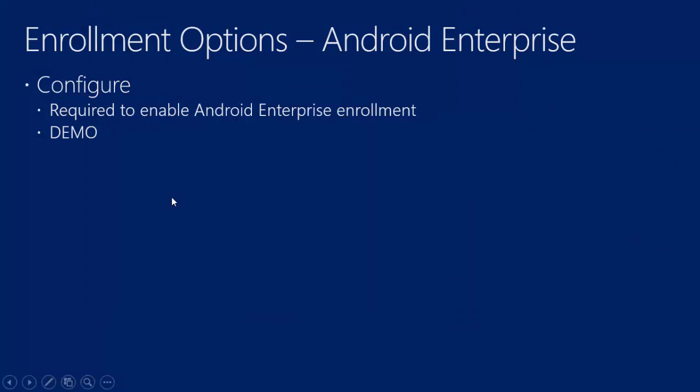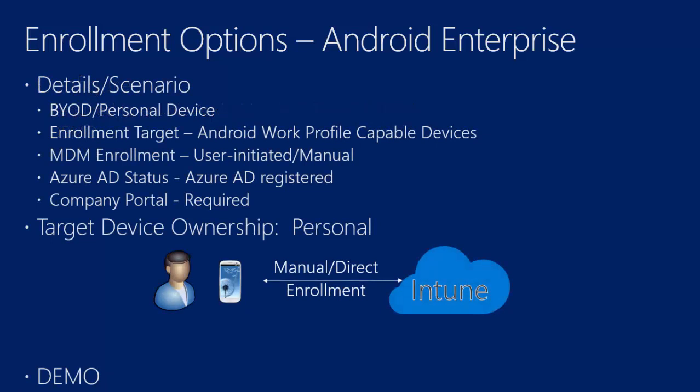Okay, moving ahead. So this one is again very similar to what we just talked about with conventional devices, except this one is under Android Enterprise. It is a BYOD scenario. The enrollment target is any Android work profile capable device. It is user-initiated manual BYOD. The end state of the device will be Azure AD registered.